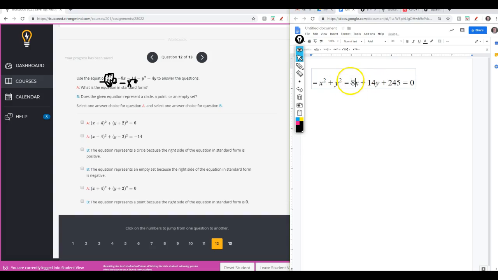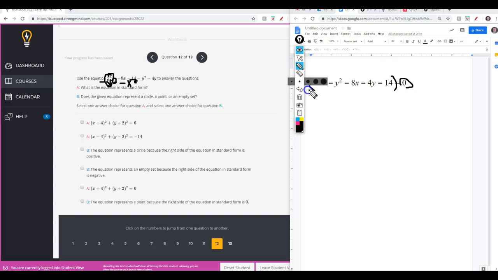So we actually have minus x squared minus 8x minus a 14 minus this y squared minus a 4y. And again, we did that so that it would equal 0. Now notice that this x squared and y squared are negative. The easiest way to undo that is to multiply everything by a negative 1, both sides.